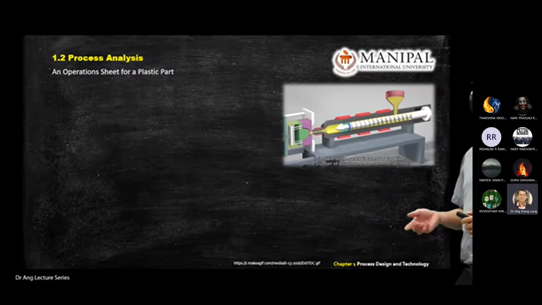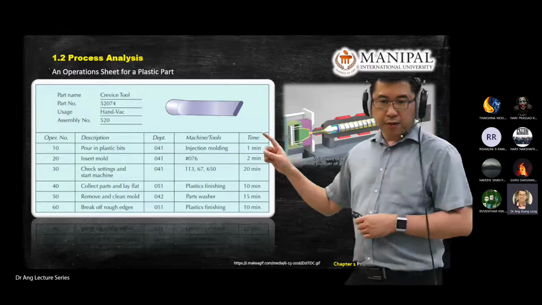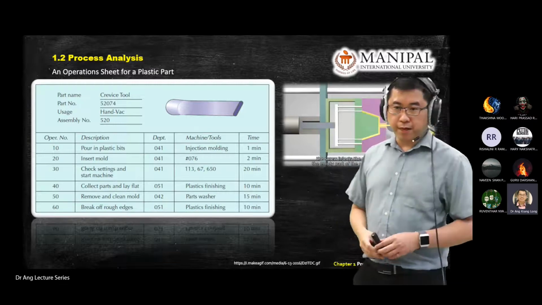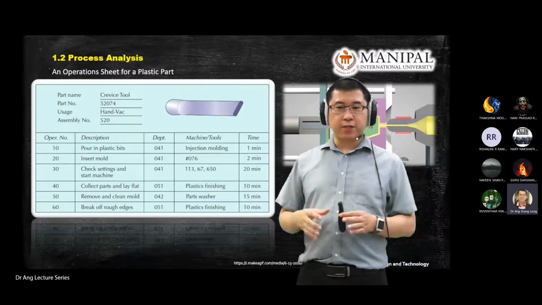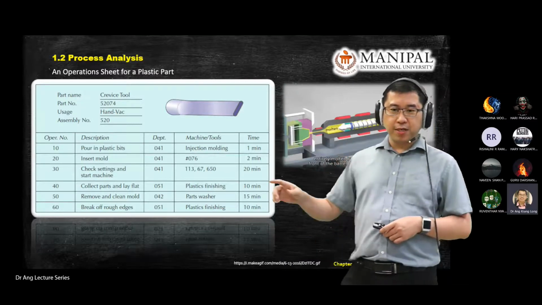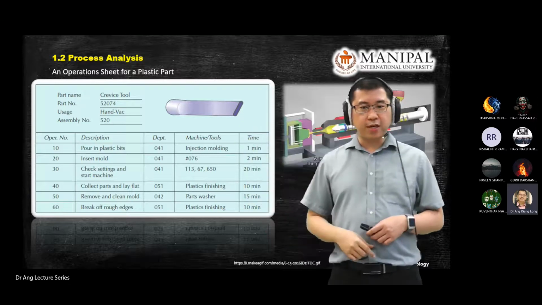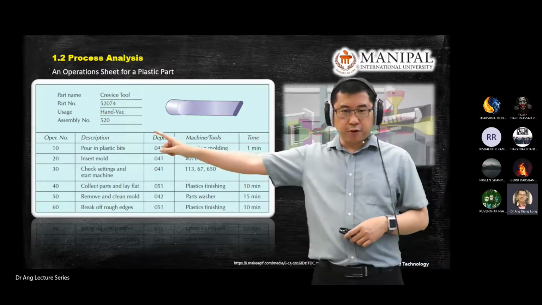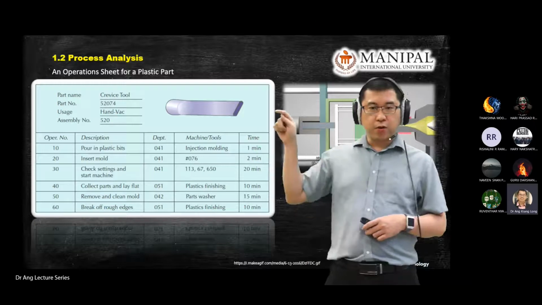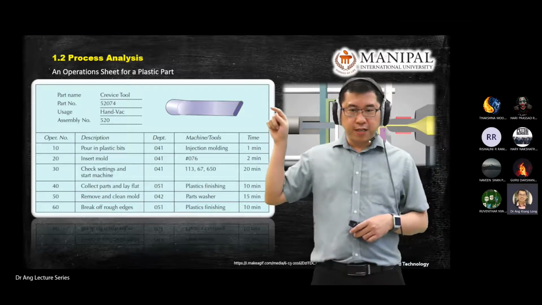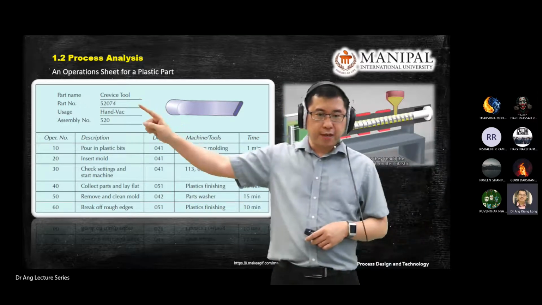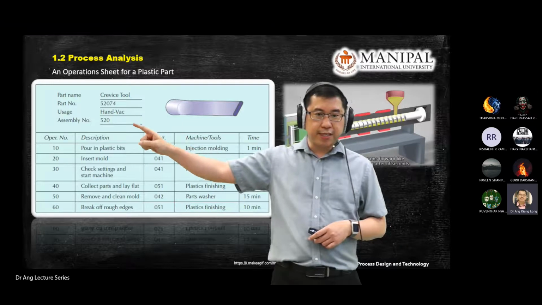So what does this example help you? Another document that you see when you go into a manufacturing plant or manufacturing station, you will see the production floor manager. You will stick this one to each station, right? So you will give information like this: what part is going to assembly, what part is being made. So all the workers in the station there, they have one operation sheet like this. So the part name, the part number, usage, and assembly number.